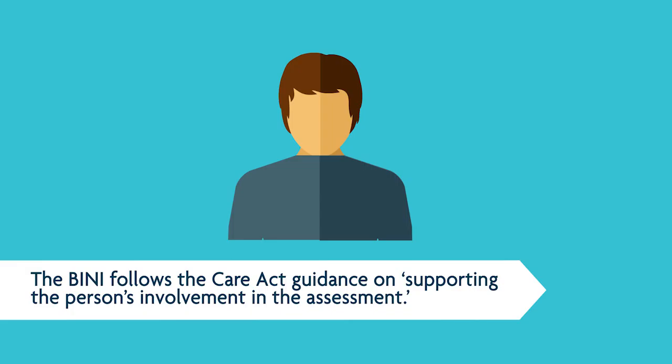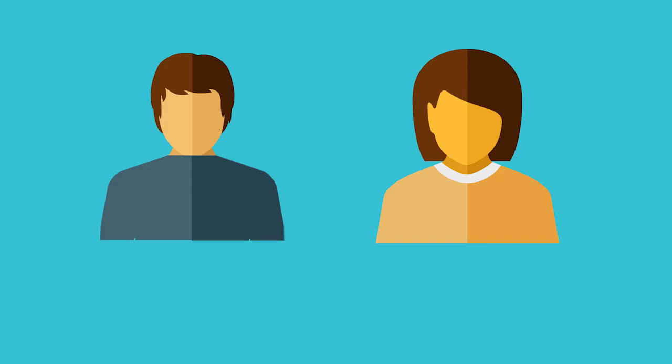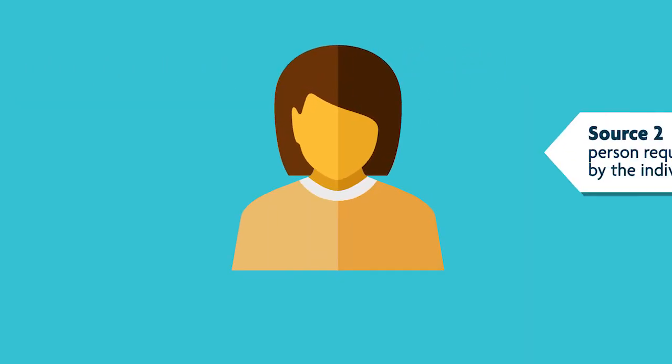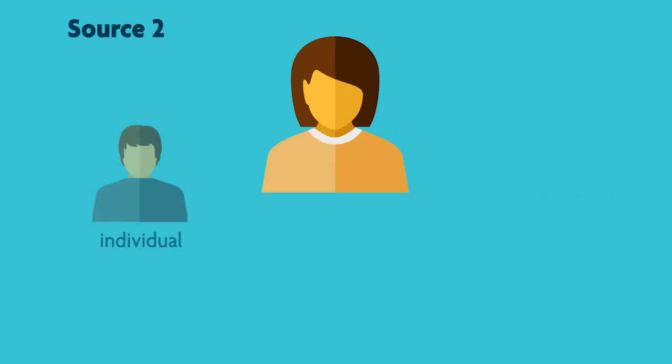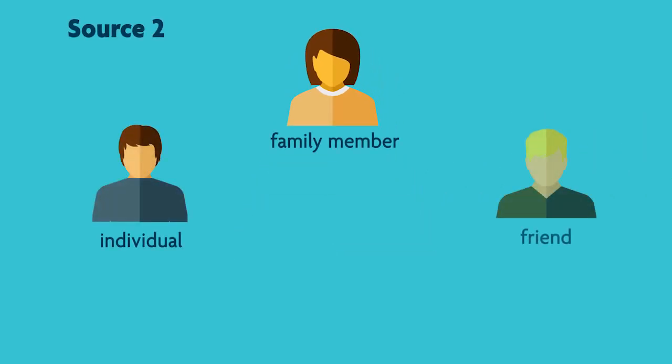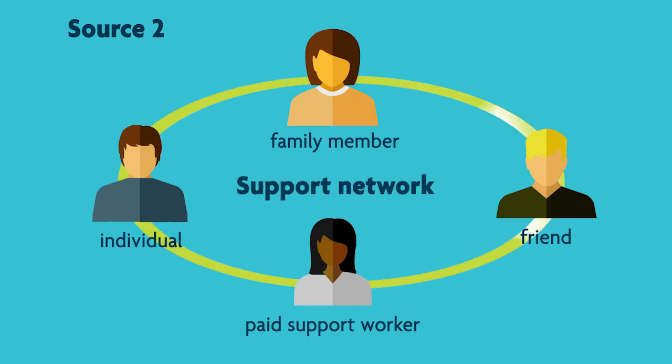This means that in all cases, the authority must also involve any other person requested by the individual. This person will be Source 2. This person should know the individual well and could be a family member, friend, or a paid support worker. If this is the case, any of these people could be deemed to be part of the individual's support network.